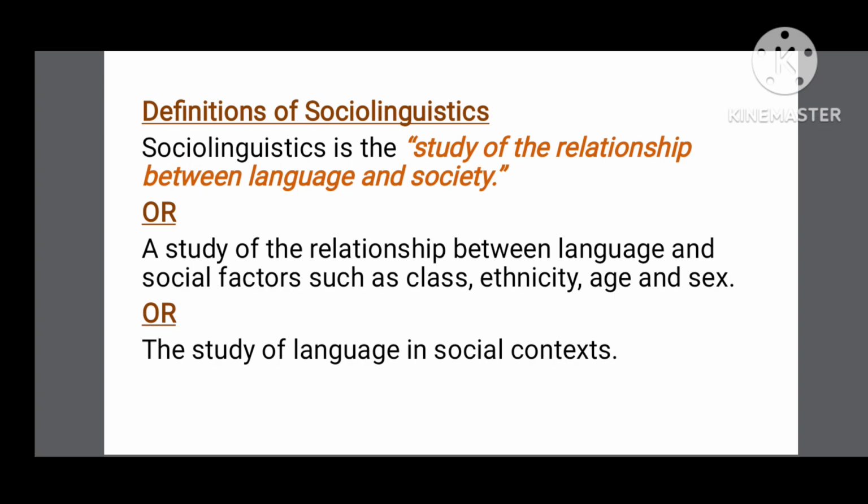The second definition of sociolinguistics is: sociolinguistics is the study of the relationship between language and social factors such as class, ethnicity, age, and sex. People use different languages in a society which shows their class and ethnicity. Moreover, sociolinguists also study why people of different ages and different sex use different languages at the same time. The third definition of sociolinguistics is: it is the study of language and social context.